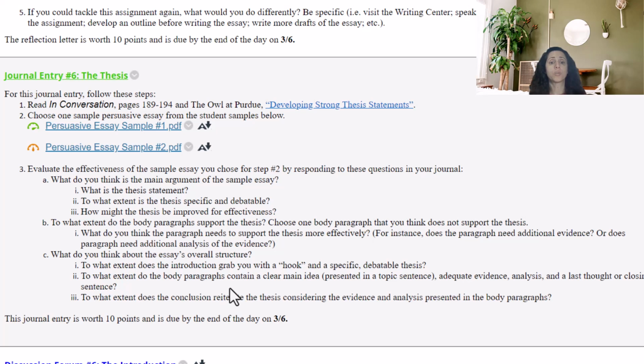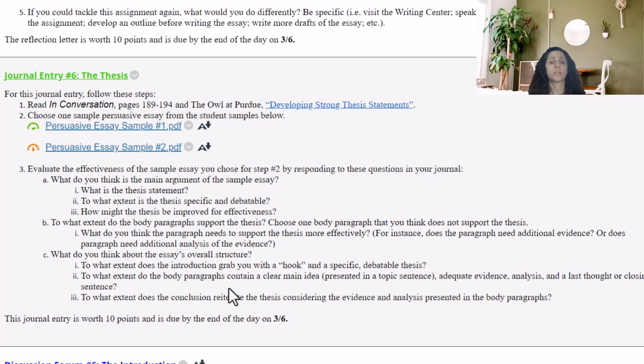To what extent do the body paragraphs support the thesis? Choose one body paragraph that you think does not support the thesis. What do you think the paragraph needs to support the thesis more effectively? For instance, does the paragraph need additional evidence? Or does the paragraph need additional analysis of the evidence? And what do you think about the essay's overall structure?